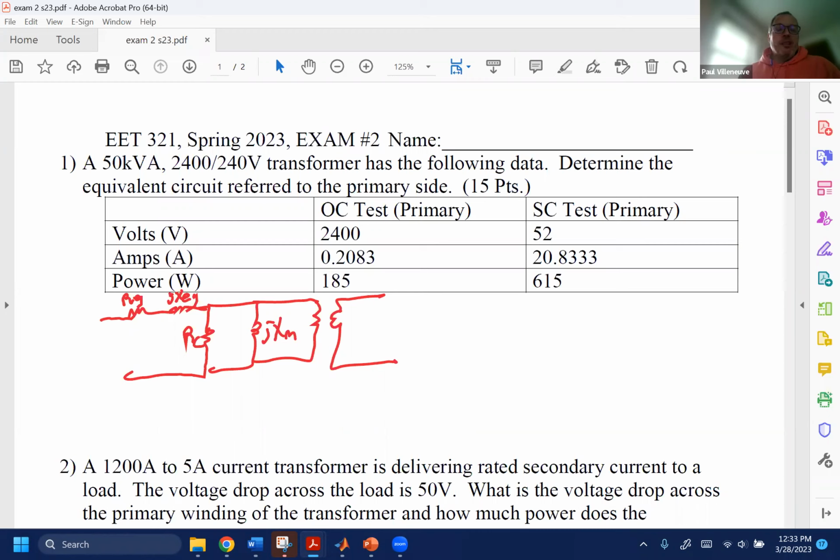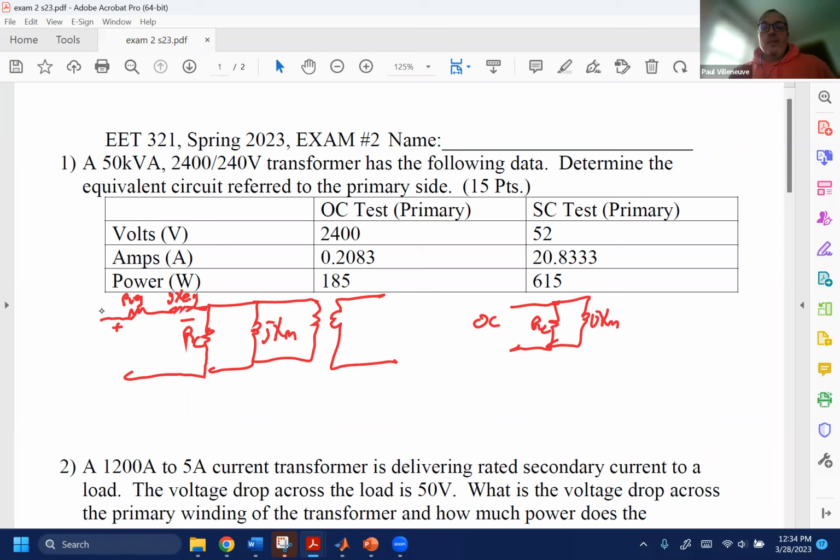So we have two tests. And if you recall, when we do the open circuit test, the voltage applied is nominal, but the current applied is almost negligible. It's very, very small. So my voltage drop across those two elements, because the current is so small, is negligible. So my open circuit characteristic is going to essentially show me my core resistance and my magnetizing resistance, and that's it. There's nothing else to it.